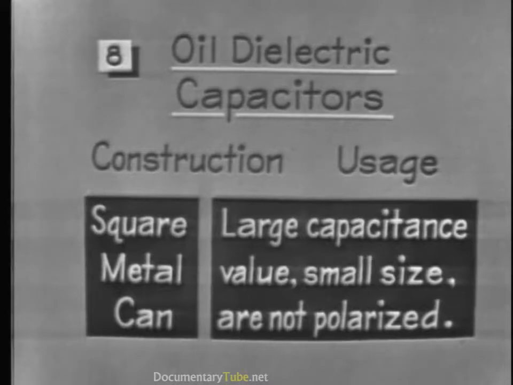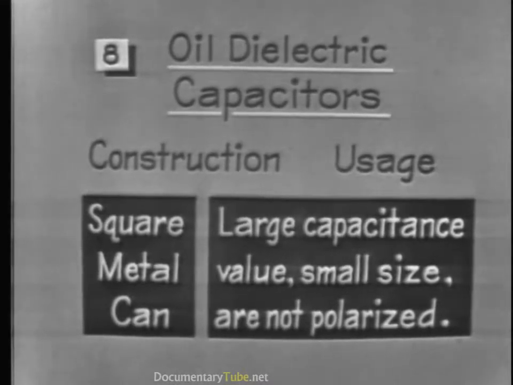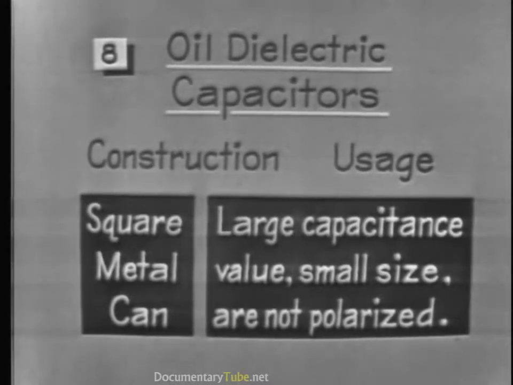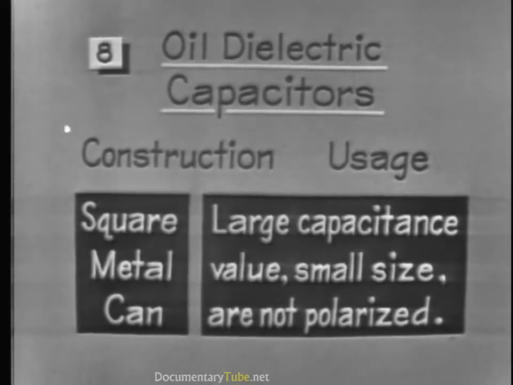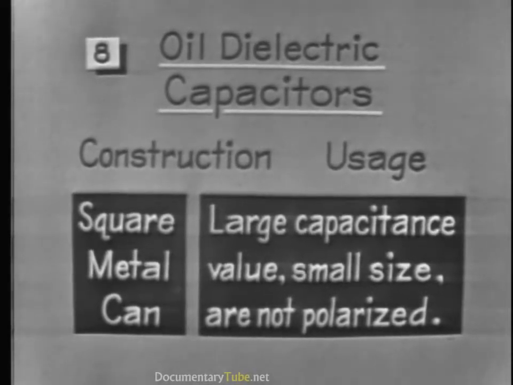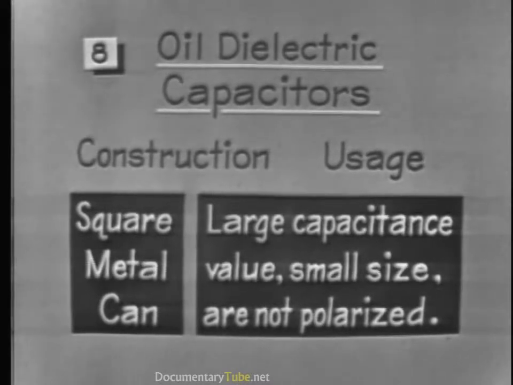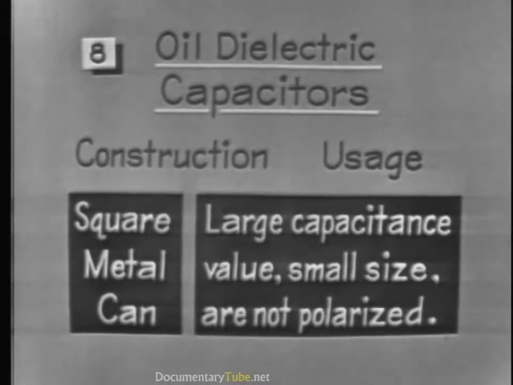The correct answers are square metal can for construction, and large capacitance value, small size, and not polarized for usage. Now let's look at a couple of capacitors that are physically different, but they have the same general usage.